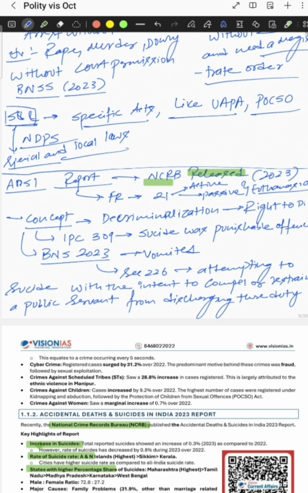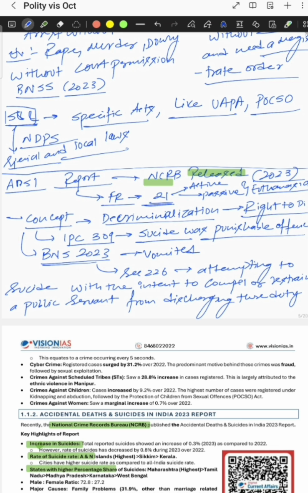It is released by NCRB, 2023. Here we have a connection with the FR, that is Article 21, right to life. You have studied euthanasia, that is passive and active euthanasia. You should know the difference between them. I'm not going to explain that in detail. There is a concept here: under the IPC, suicide was a punishable offense under Section 309. But now under the BNS, that is Bharatiya Nyaya Sanhita 2023, which is in effect right now, it has been decriminalized. It's based on the right to die, which comes under Article 21.